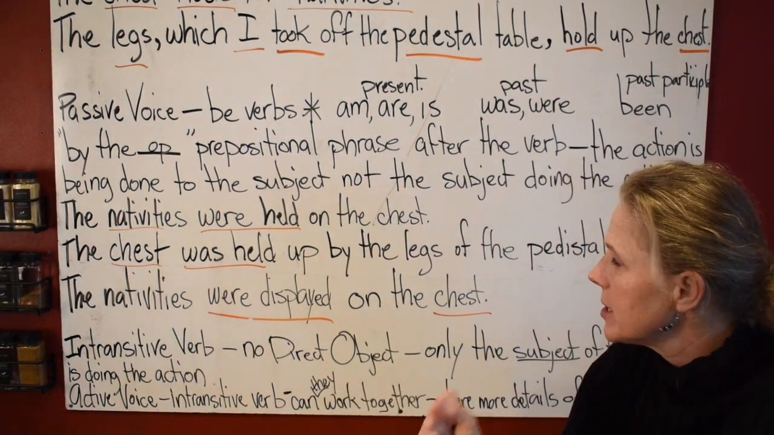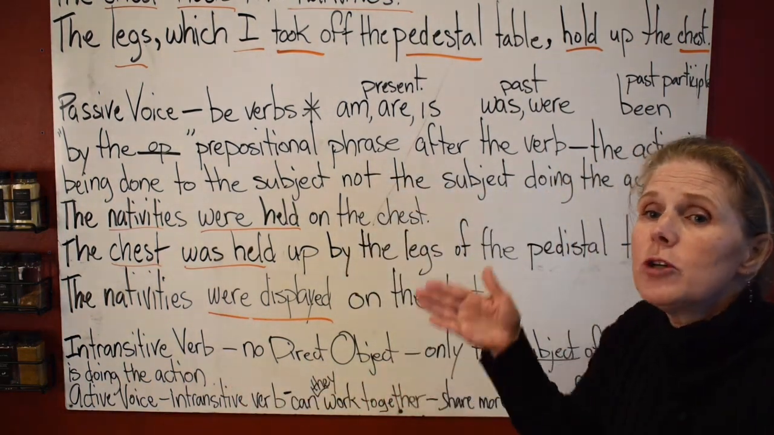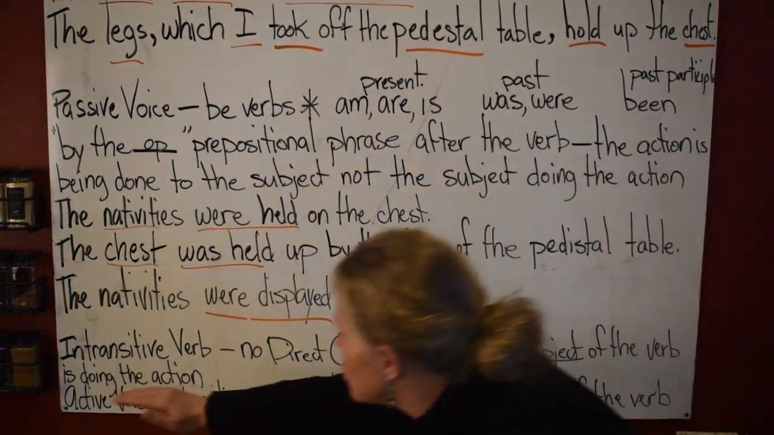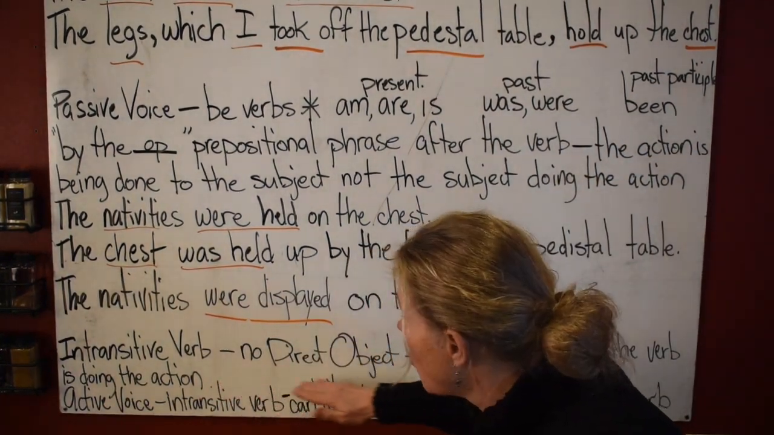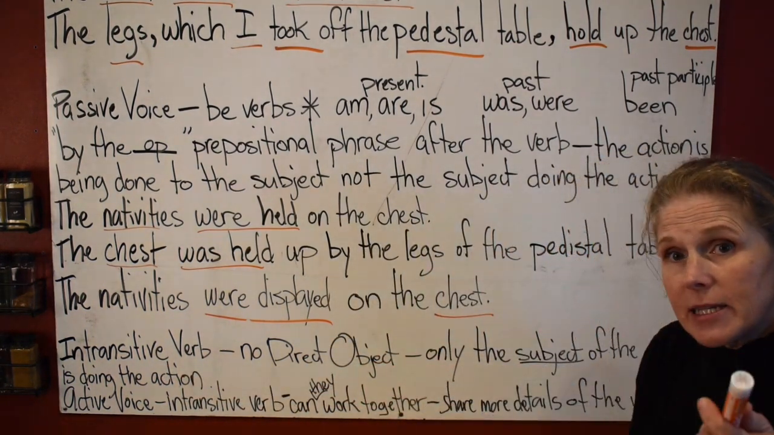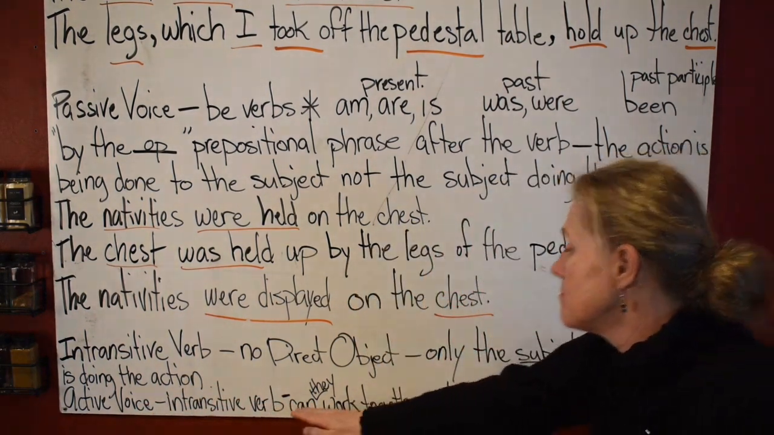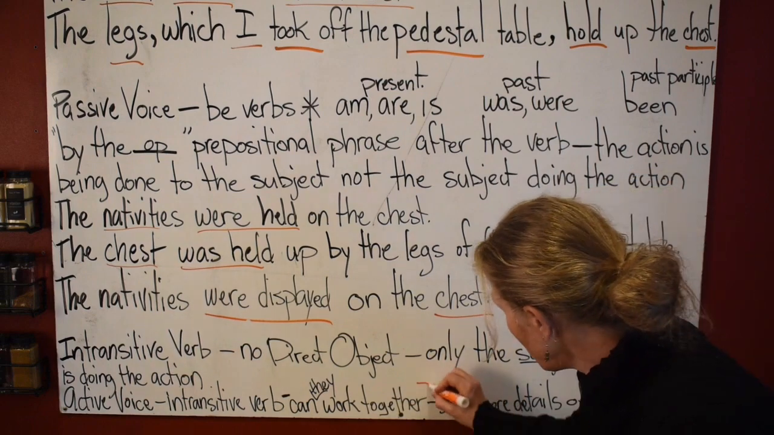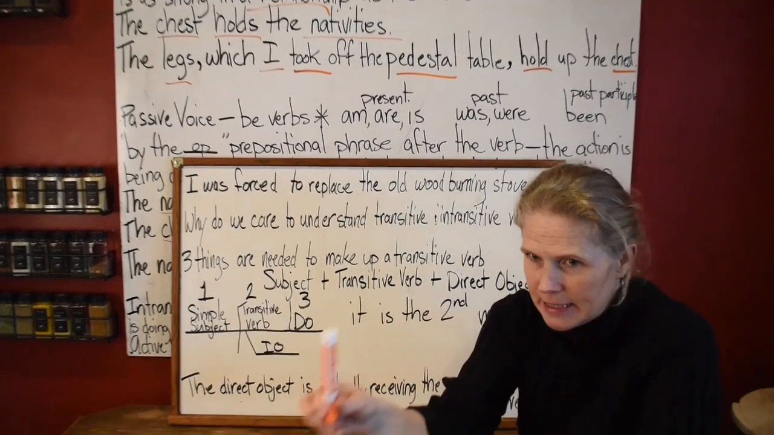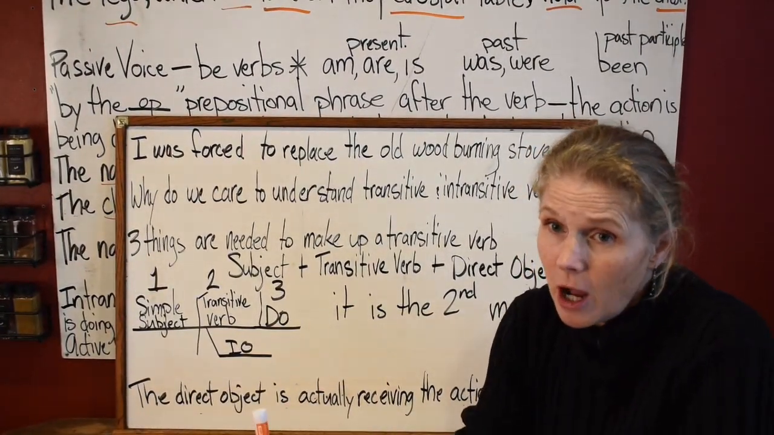Now, let's talk about intransitive verbs again. No direct object. That's what you need to remember. No direct objects. Only the subject of the verb is doing the action. So, intransitive verbs do not take direct objects. Now, listen, look at this. Can the active voice and intransitive verbs work together? That's a question. What is a transitive verb? It's a verb with a direct object. Exactly. What's an intransitive verb? Without a direct object. It does not take a direct object.